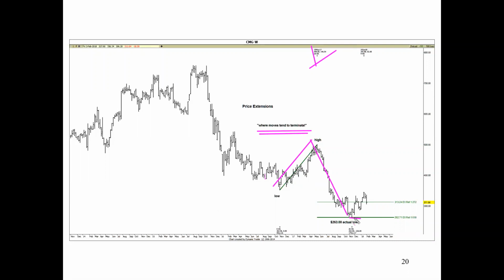Okay, so we ended up, I think we saw a much healthier rally than what I'm showing right here. But bottom line, this is, again, just to show you an example of an extension, and in this case, to look for support.